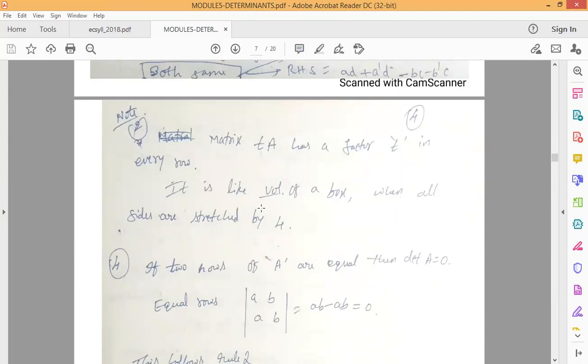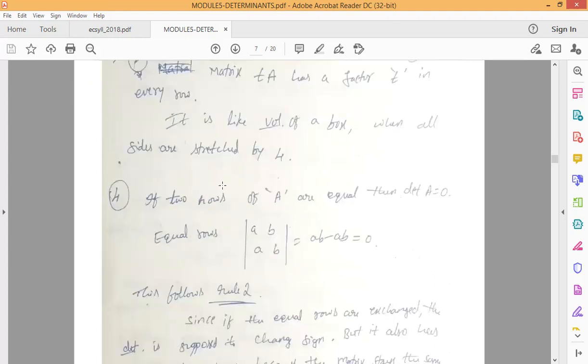For example, if you consider the volume of a box, and all the sides are stretched by 4, then the volume is also going to be increased by the factor 4. Having that concept in mind, we can apply the concept of T into A. So that is the third property.